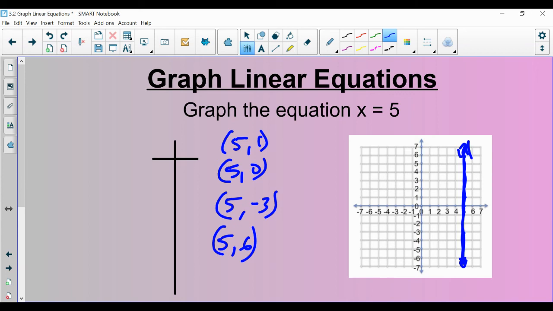That's all I have for you guys for graphing linear equations. Please let me know if you have any questions, and good luck.